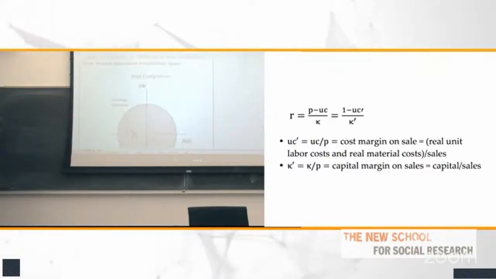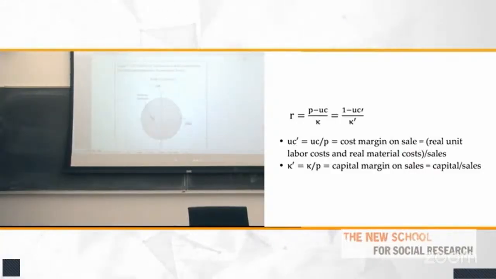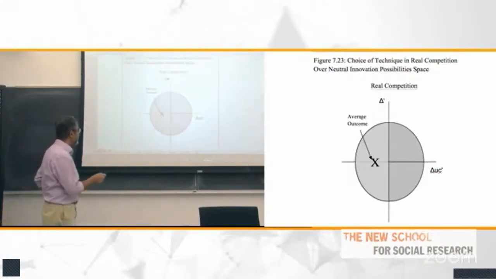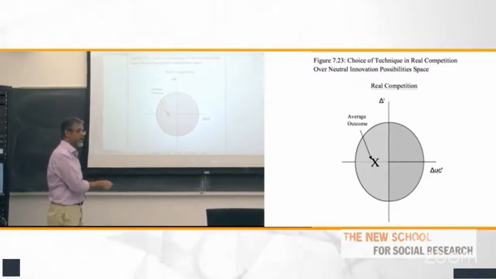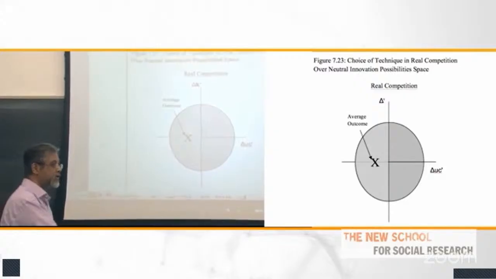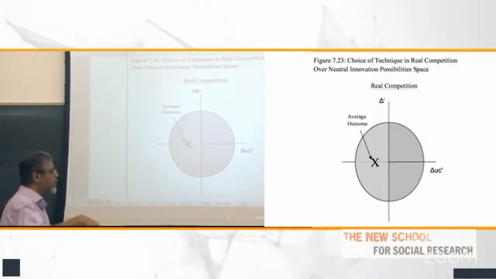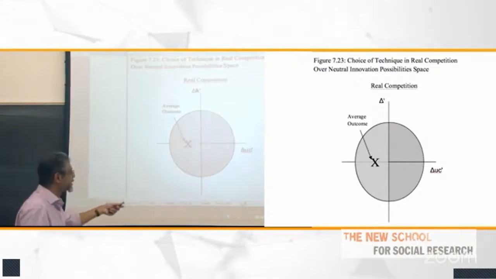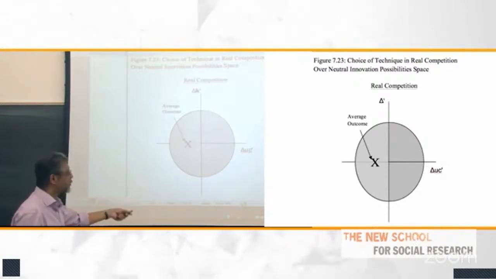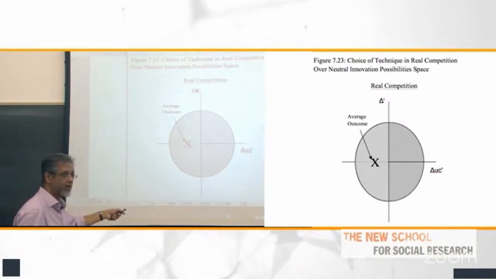So now, one way to characterize the issue of the choice of technique: suppose that this is a positive change in the capital intensity, and this is a negative change in the capital intensity. This is a positive change in costs and a negative change in costs. So let's suppose that this set represents all possible technologies available at any moment of time, and it's neutrally spaced in the sense that there are technologies that will give you higher costs and technologies that will give you lower costs. Some will be more capital intensive and some will be less capital intensive, right?